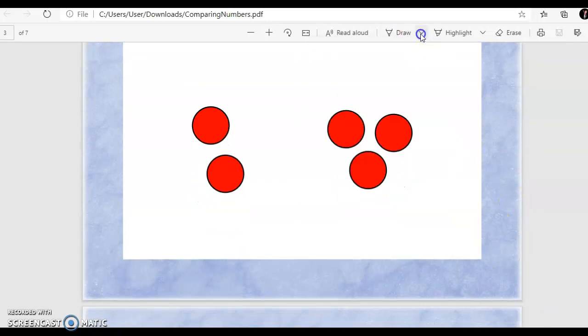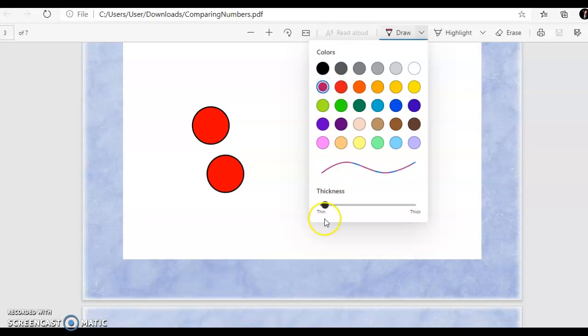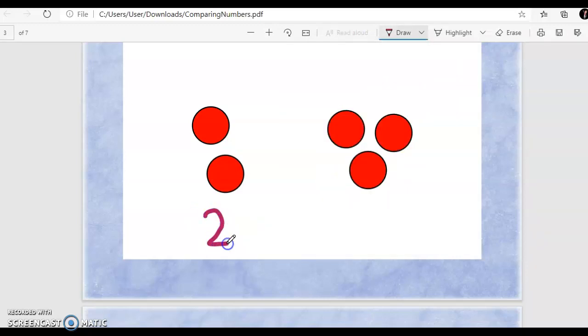Here I have two counters, and in the second group I have three counters. So now grade 1 learners, let's compare these two numbers. Which number is greater? Which number is less? Are these two numbers equal?